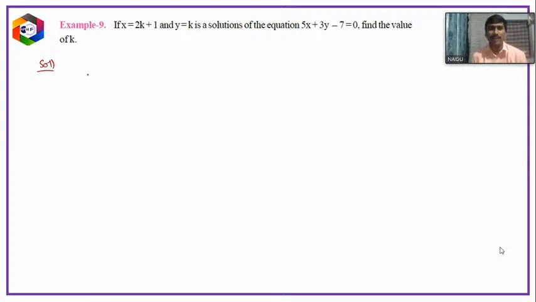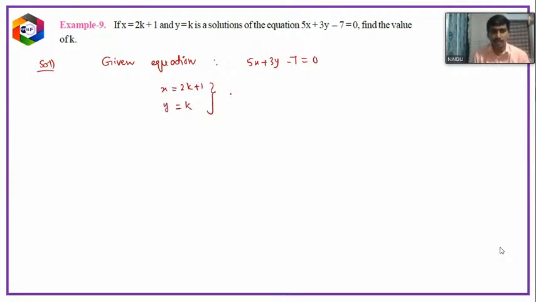We will follow the same method we have discussed previously. So children, what is the given equation? Please write it down. It is 5x plus 3y minus 7 equals 0, and the solutions are given. x equals 2k plus 1 and y equals k. These two together are the solution of the above equation.